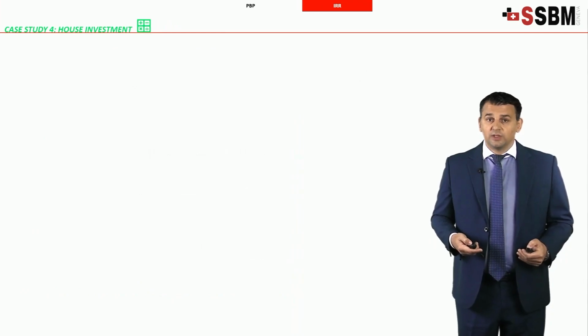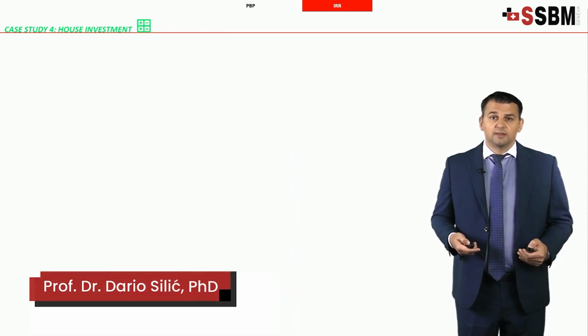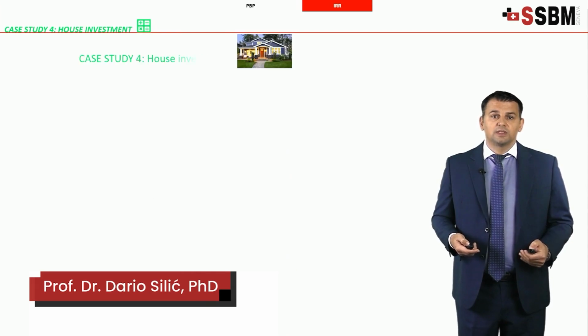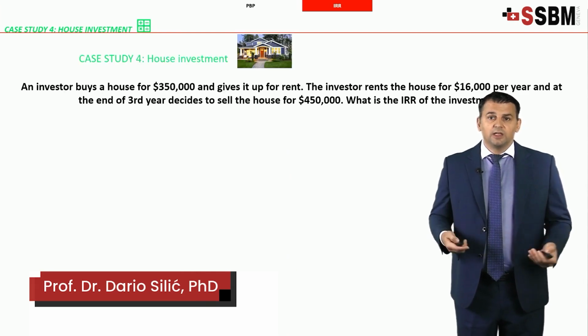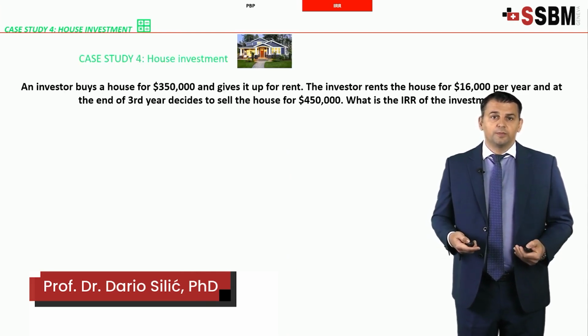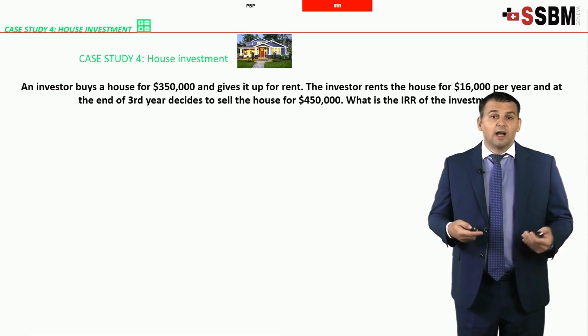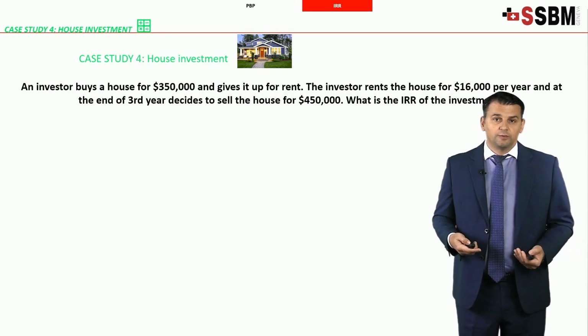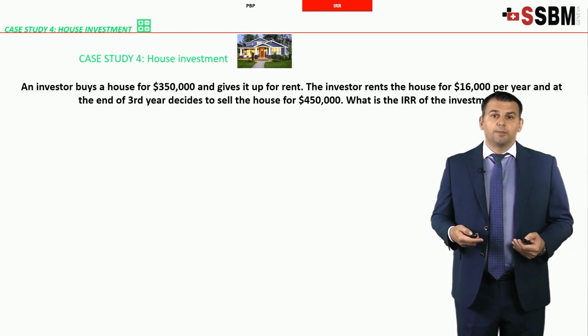Another method to calculate IRR is to use the Excel method. Let's see how it works in practice. So we have here case study 4 regarding the house investment. An investor buys a house for $350,000 and gives it up for rent. So this is an investment for you.